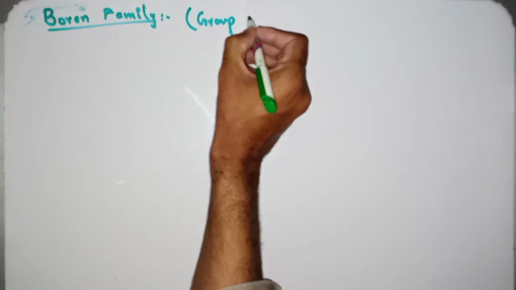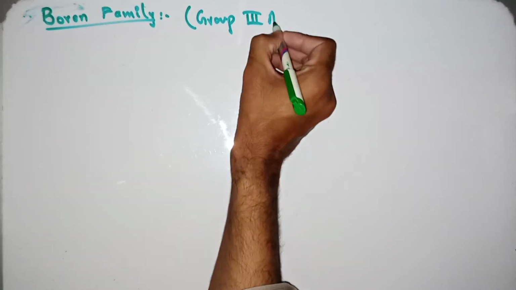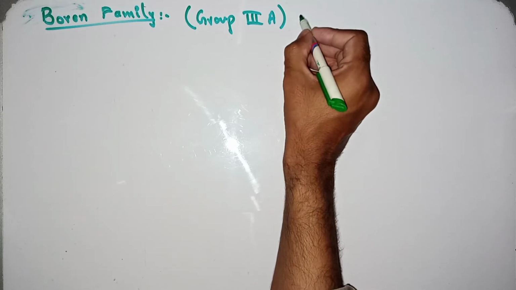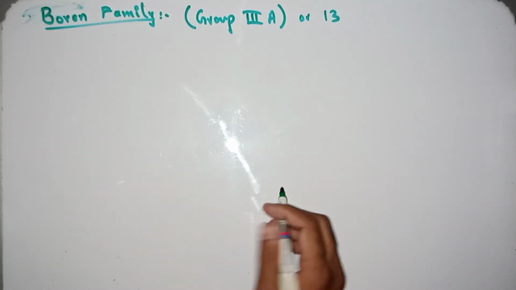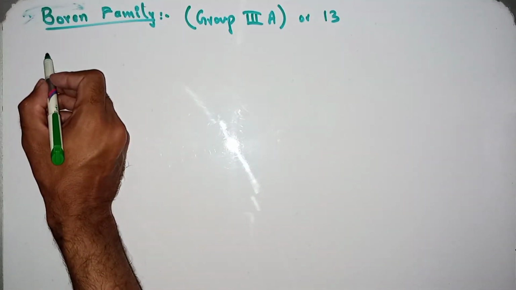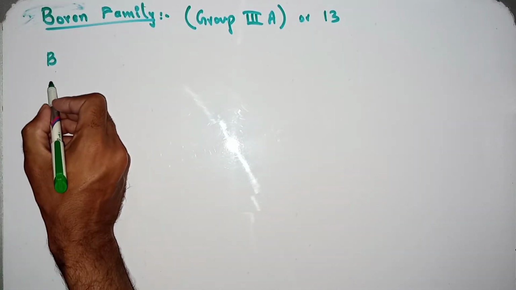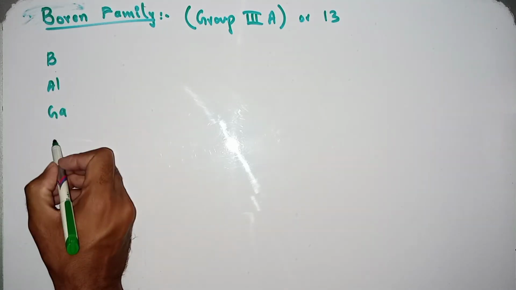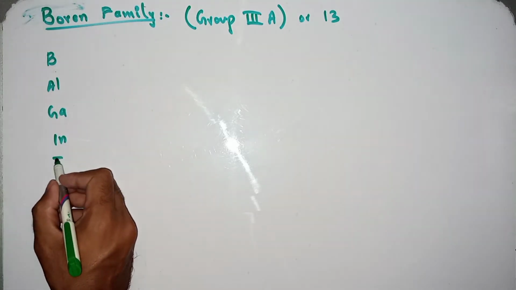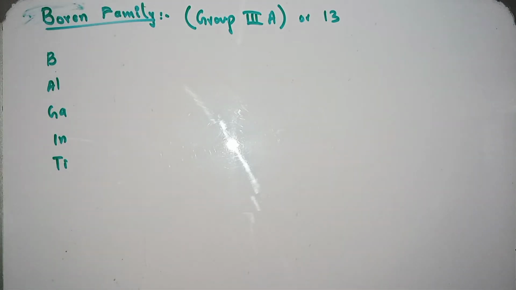Group 3A elements. In general, it is the 13th group in the periodic table. In this family are boron, aluminium, gallium, indium, and thallium. These six elements are placed in the 13th group or group 3A, also called the boron family. Today in this lecture we will explain the boron family in great detail.